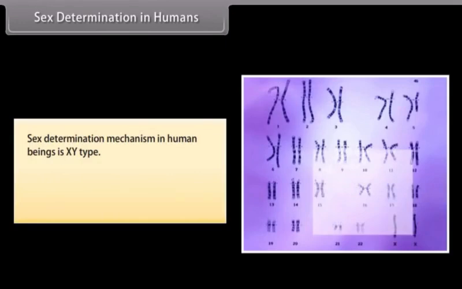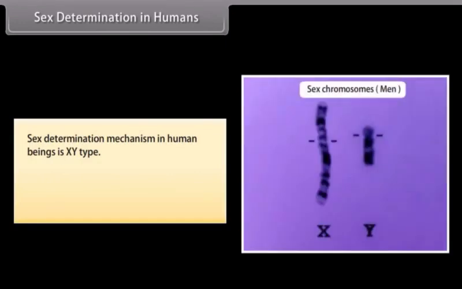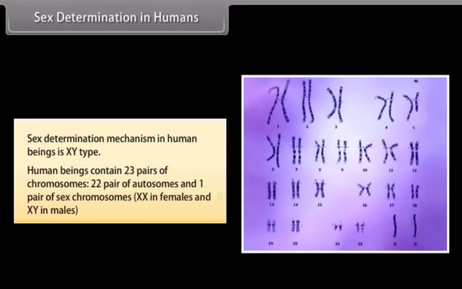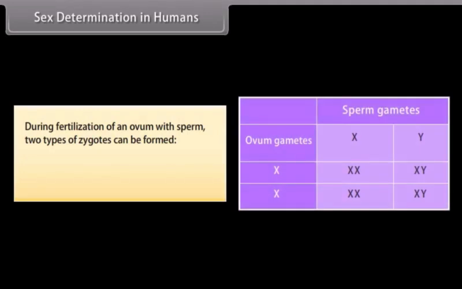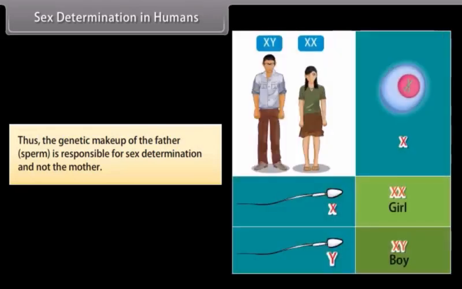Sex determination in humans. Sex determination mechanism in human beings is XY type. Human beings contain 23 pairs of chromosomes, 22 pairs of autosomes and one pair of sex chromosomes, XX in females and XY in males. During fertilization of an ovum with sperm, two types of zygotes can be formed. Therefore, there is a 50% chance of birth of a male XY or female XX child. Thus, the genetic makeup of the father's sperm is responsible for sex determination and not the mother.